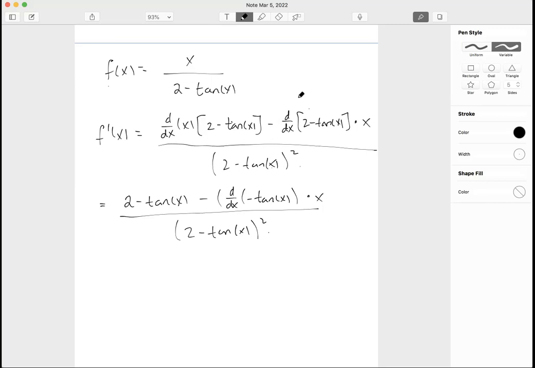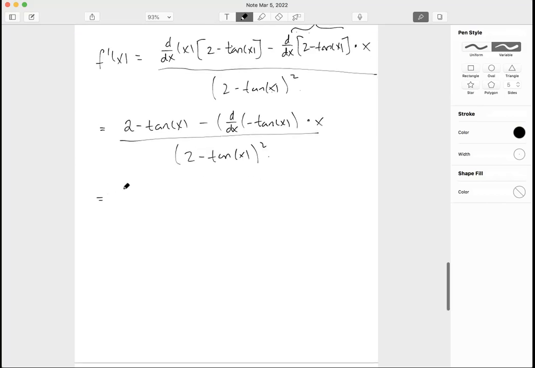Oh, and by the way, for here, what I'm doing is the derivative of 2 minus the derivative of tangent. The reason why I didn't put the derivative of 2 there is because that's 0. Okay, so let's just do this. So we have 2 minus tangent. The minus and the minus make a plus. The derivative of tangent is secant squared. And might as well put the x out in front. And then divided by 2 minus tangent of x squared.